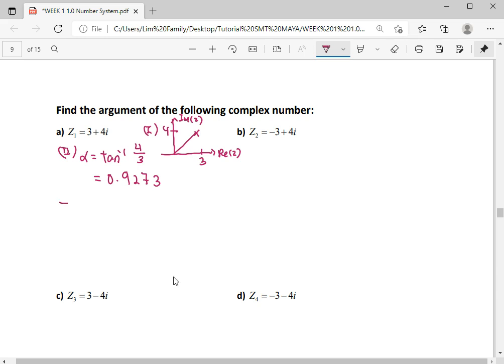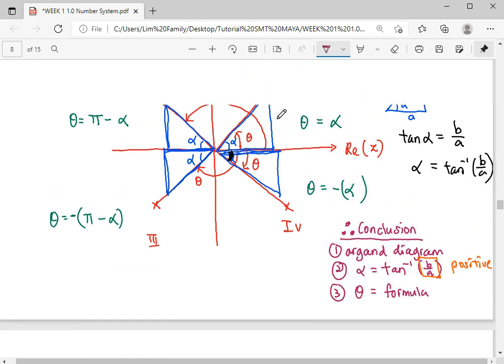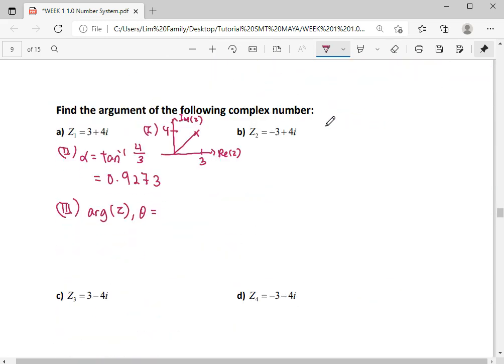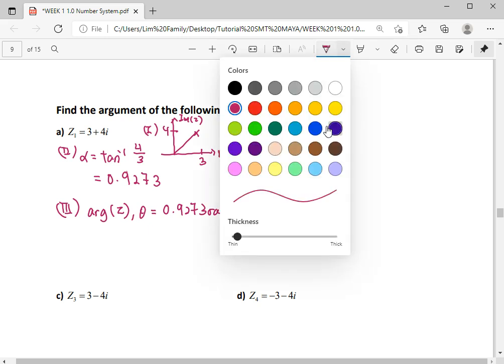Okay, number 3. I want to find the argument, arg, for this complex number, which is theta. So in the first quadrant, theta will equal alpha. So theta will equal 0.9273 radian. Done. So this is how we find the argument.